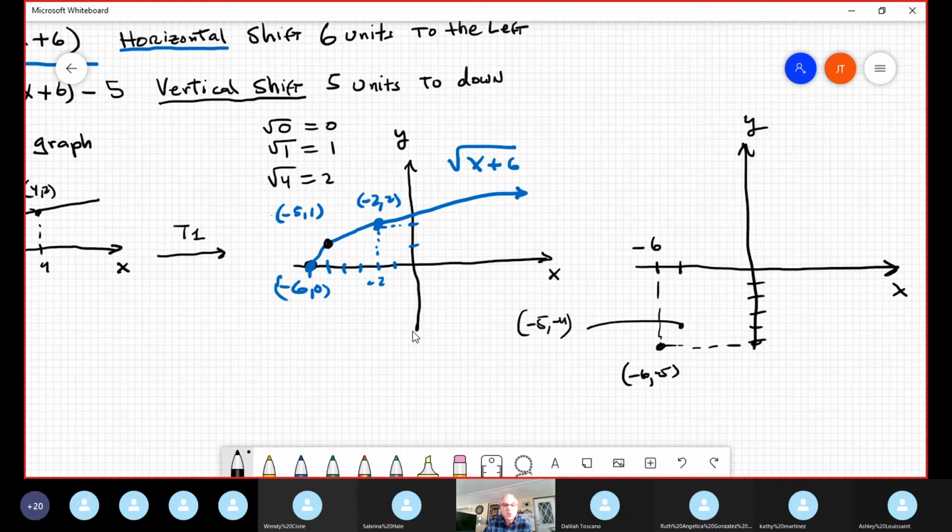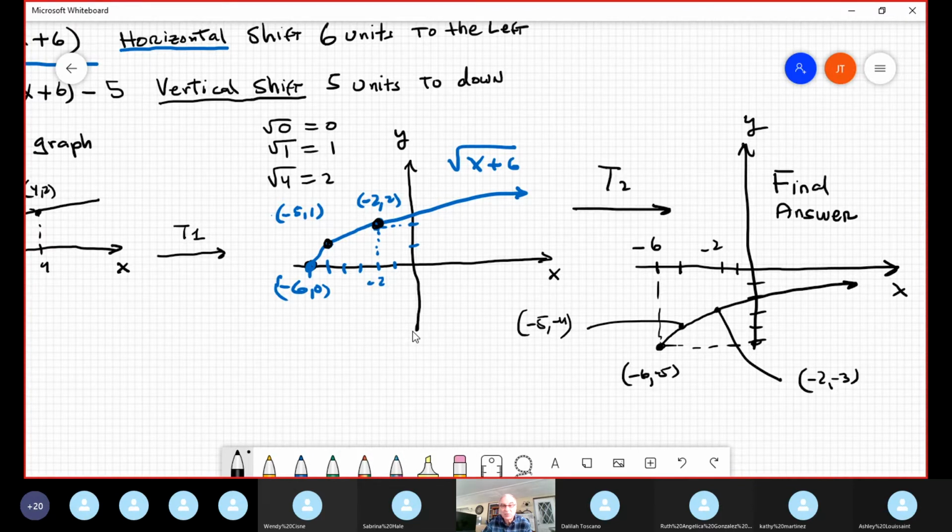And the last point is -2, 2, but in this case it's 2, and 2 minus 5 is -3. Here, -3. This point is the point -2, -3. So when you connect our graph, it looks like that. And this is the final answer. We are doing transformation by transformation, step by step, sequentially. Transformation number 1, transformation number 2. End of the story. Do you see that or no?